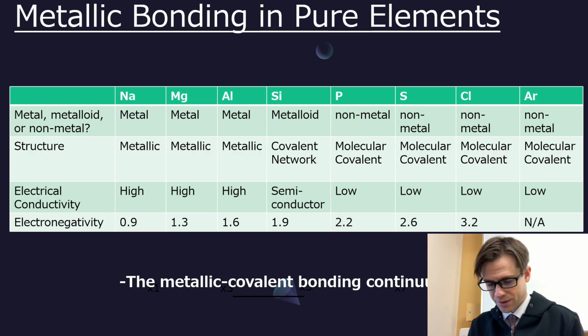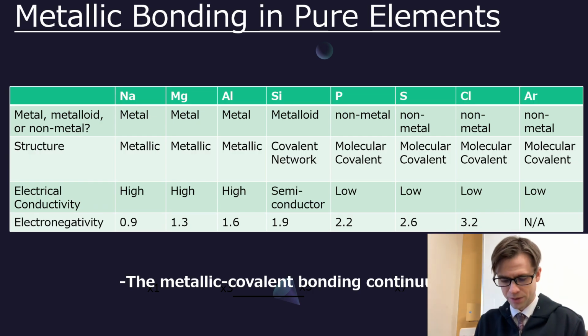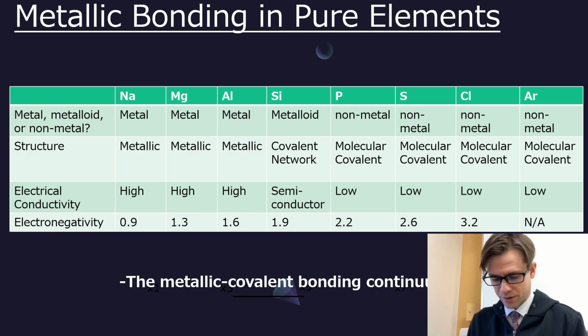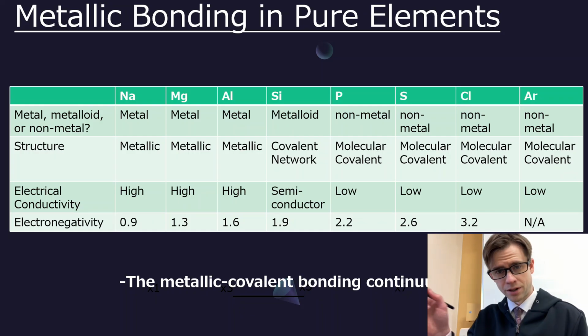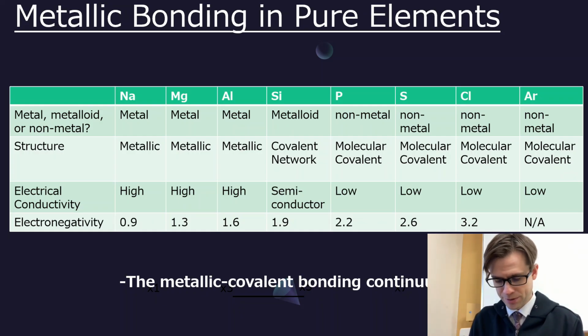So let's take a look at this table, metallic bonding in pure elements. So you can see we're going across the periodic table from left to right. We're in period 3, it looks like, going from sodium to argon, just straight across the periodic table and looking at some properties. So how do we classify these? We classify sodium, magnesium, and aluminum, Na, Mg, and Al, as metals.